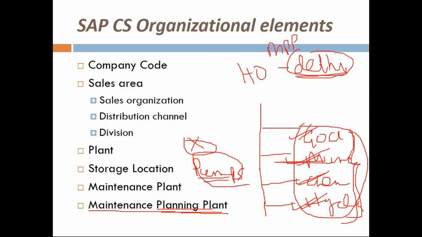Got it. So in our case, in the CS module, this maintenance plant doesn't have much relevance. The reason is your equipment or your product, whatever it is, you already sold it to the customer. Those are at the customer's place, not in our company. So that's the reason the maintenance plant does not have much relevance in CS.